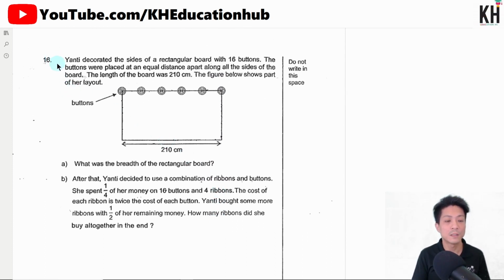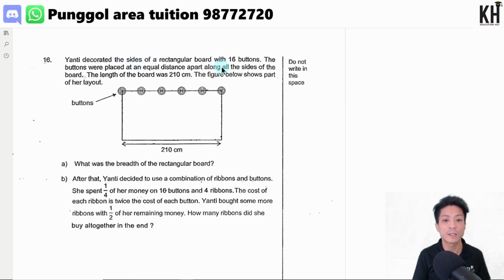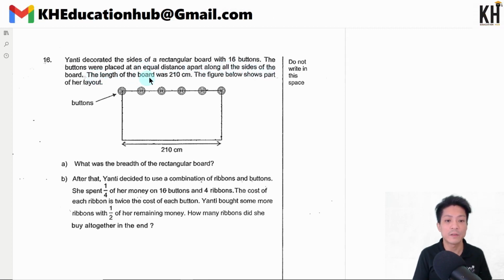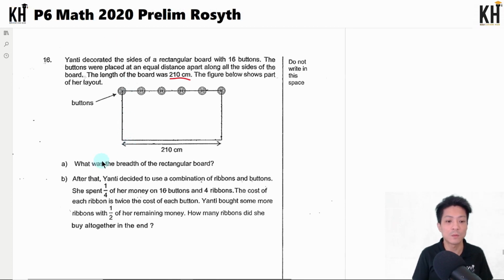Question 16. Yanti decorated the sides of a rectangular board with 16 buttons. The buttons were placed at an equal distance apart along all the sides of the board. Okay, the length of the board was 210 cm. The figure below shows part of her layout. Okay, so what was the breadth of the rectangular board?